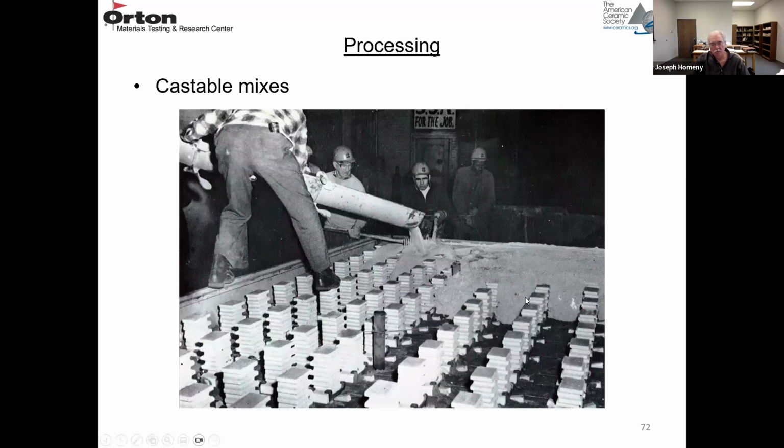Here's an inverted roof. You can see the ceramic anchors, and they're pouring in the castable, and this roof would be turned over and put in place. There's this man here standing on the edge and on an anchor. To me, that looks like he's got a safety issue.